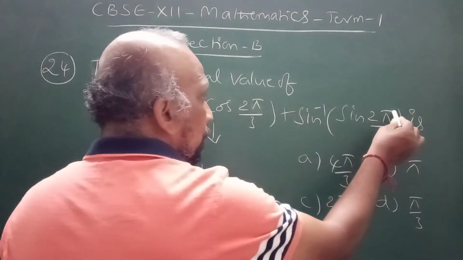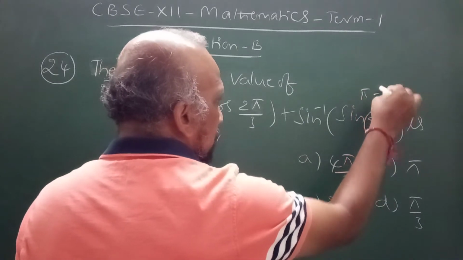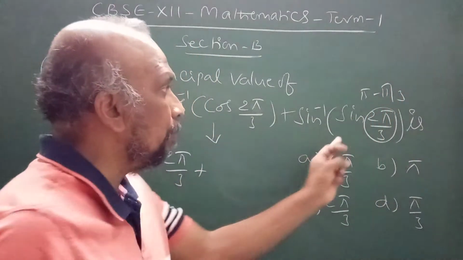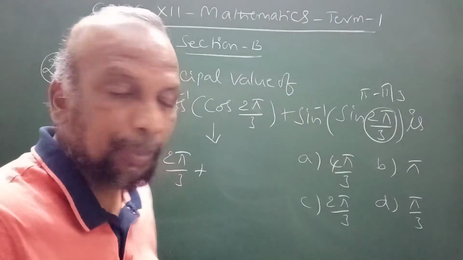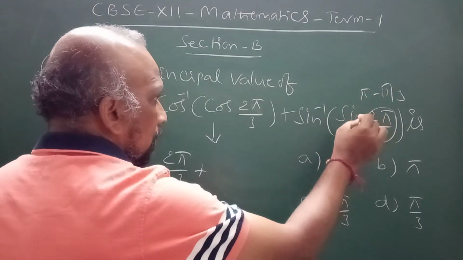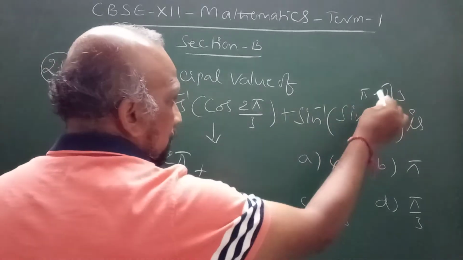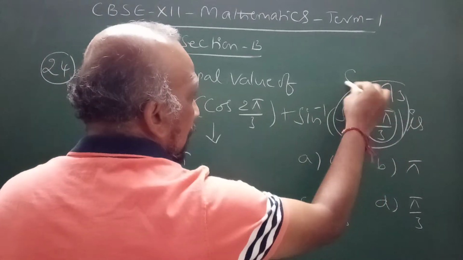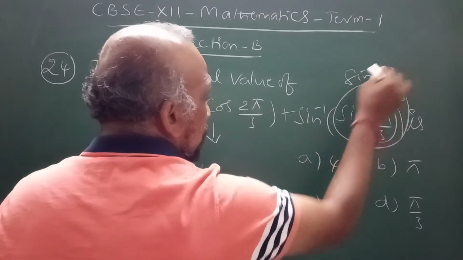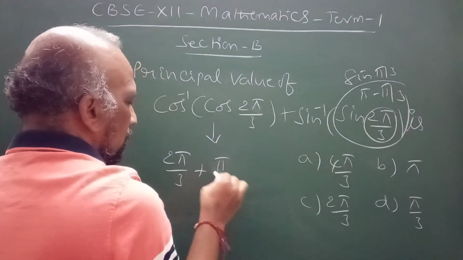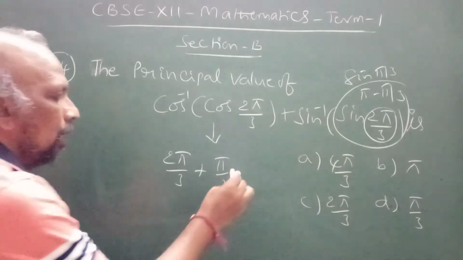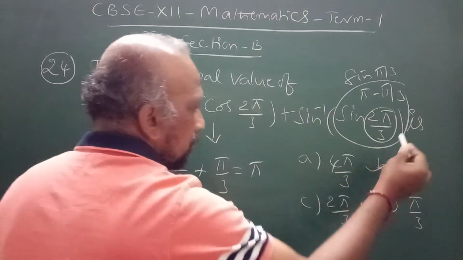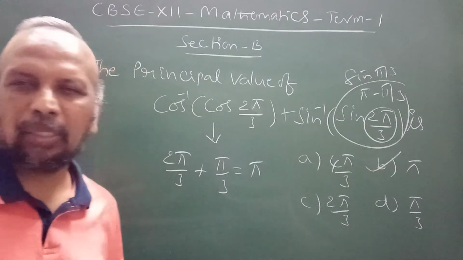Definitely the value of this one we should get in the first quadrant. So I can write 2 pi by 3 as pi minus pi by 3. Sin of pi minus pi by 3 will be sin pi by 3. Sin inverse of sin pi by 3 is pi by 3. So 2 pi by 3 plus pi by 3, 3 pi by 3. Answer will be pi. Option B. B is your answer.